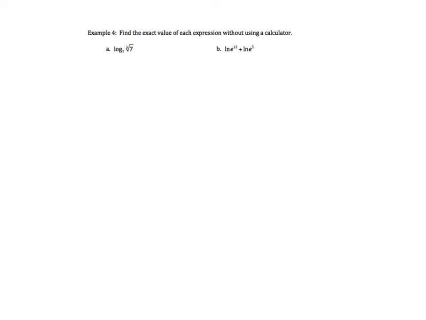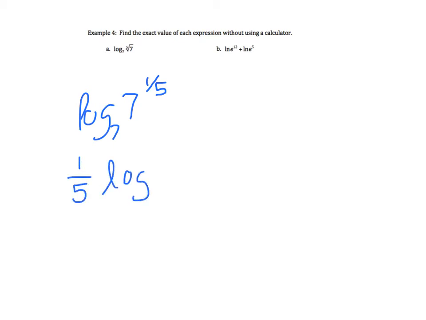So when this says find the exact value without using a calculator, it means we're supposed to use our properties. So I'm going to first rewrite the fifth root as log base 7 of 7 to the 1/5 power, because we can rewrite roots as rational exponents. And then raising a power to a power, I multiply, so it's 1/5 times log base 7 of 7. And then we know that log base 7 of 7 is just 1, because 7 raised to the first power is 7, so I just wind up with 1/5 in the end.